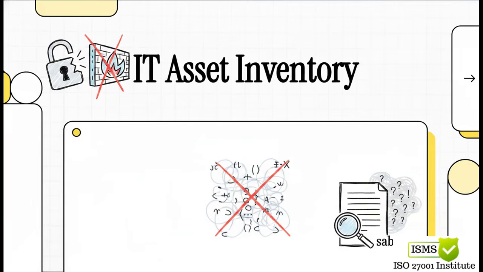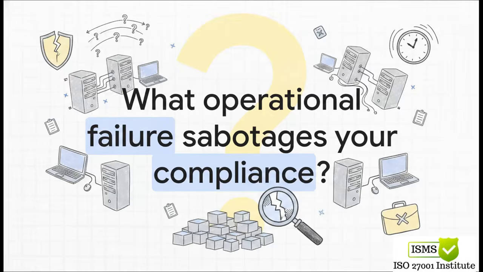Welcome to The Explainer. Today, we're diving into a hidden operational threat that quietly sabotages compliance before your audits even begin. We spend so much time sweating over external hackers, firewalls, the complex cryptography, right? But often, the most dangerous vulnerabilities are the administrative ones, just hiding in plain sight, right inside our own internal documents. So, what single operational failure quietly sabotages your compliance before an audit even gets off the ground?